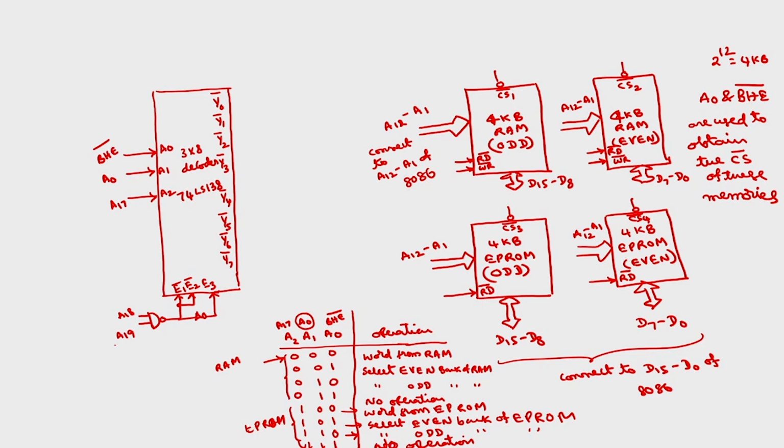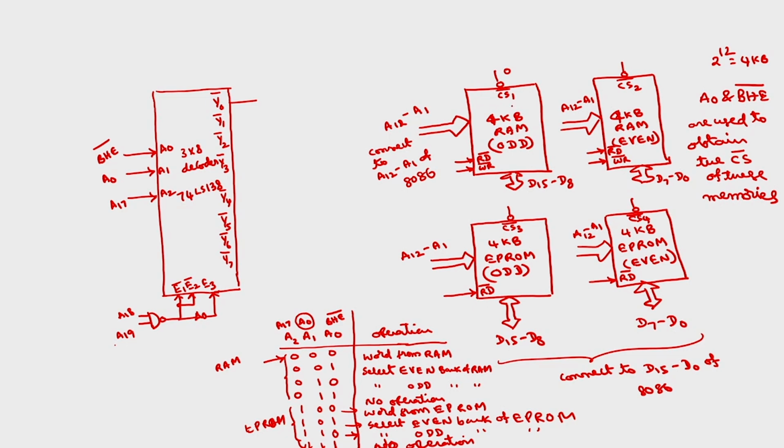Now how to connect CS1? So in order to select the CS1, what is CS1? The odd bank of RAM, odd bank of random access memory. Okay. So in which cases does this odd bank of random access memory have to be selected? Selected means chip select should be 0. So here if I apply 0 0 0 0, then Y0 will be 0, and the remaining will all be 1, because these are active low signals, Y0 bar, Y1 bar, Y2 bar and so on. Okay.